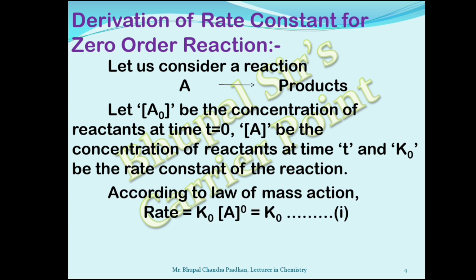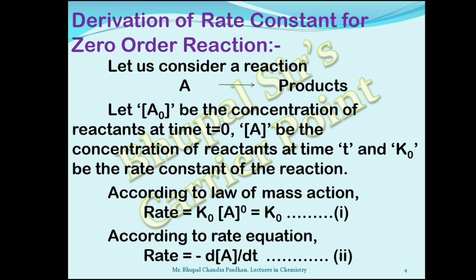Then according to law of mass action or rate law, rate is proportional to A to the power 0, implies rate is equal to K0 into concentration of A to the power 0, that is rate is equal to K0, as something to the power 0 is equal to 1. According to rate equation, rate is equal to minus dA by dt, the decrease in concentration of A with respect to time.